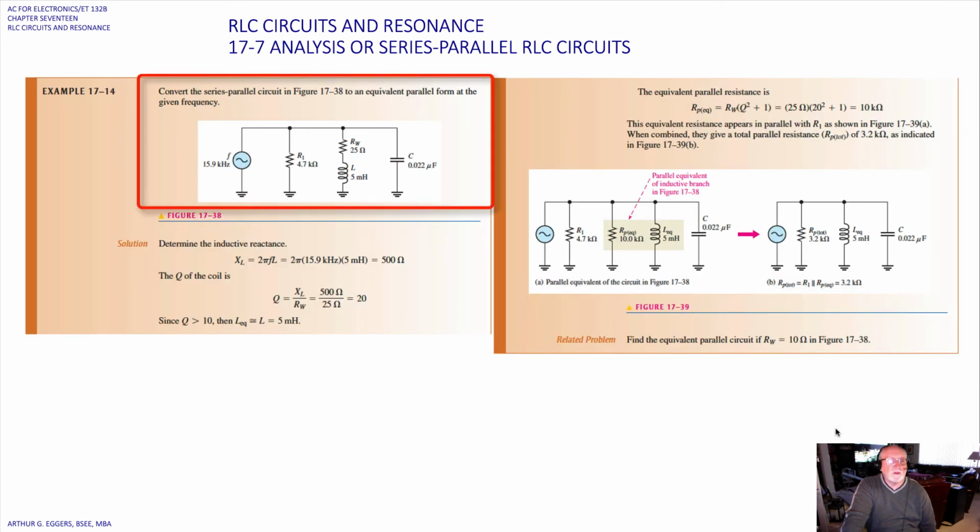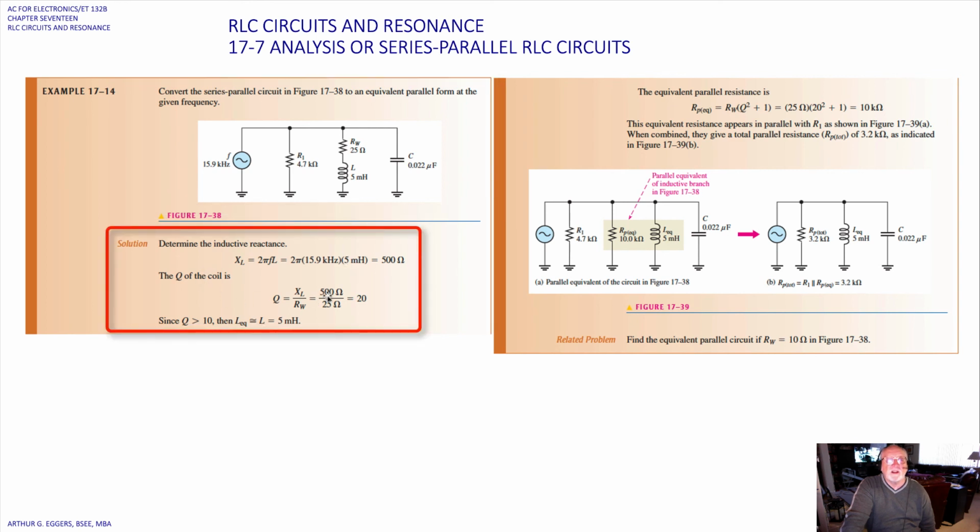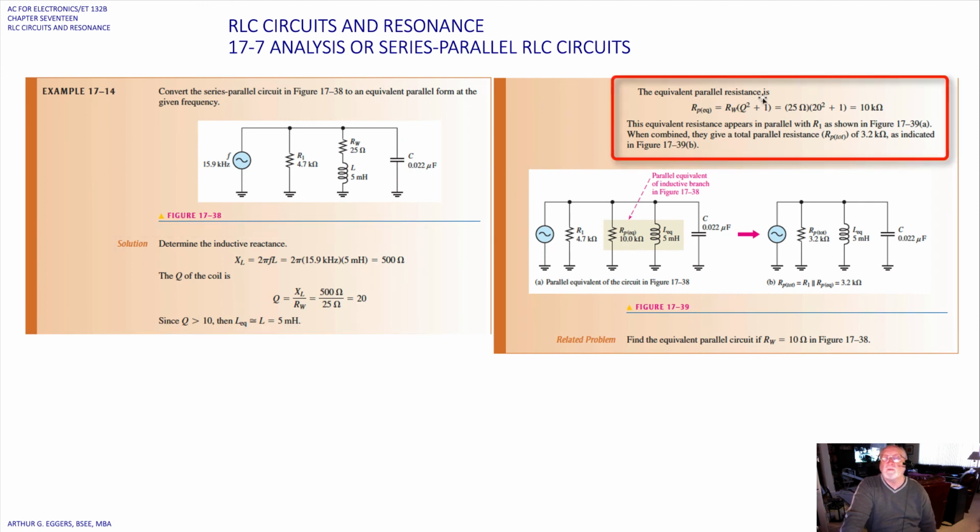Okay. Another example here, we've got a capacitor, we've got an inductor with its winding resistance, and a resistor all in parallel. So in this case, solve for the inductive reactance, find Q. Since Q is greater than 10, we can let the equivalent equal 5 millihenries. The equivalent parallel resistance then becomes, when we take that relationship, the winding resistance times Q squared plus 1. We get 10 k ohms for our value for the equivalent.